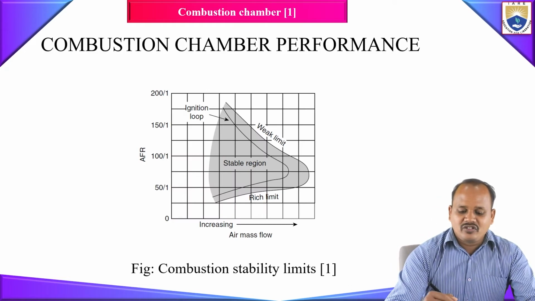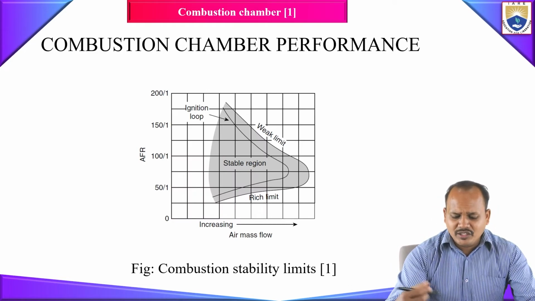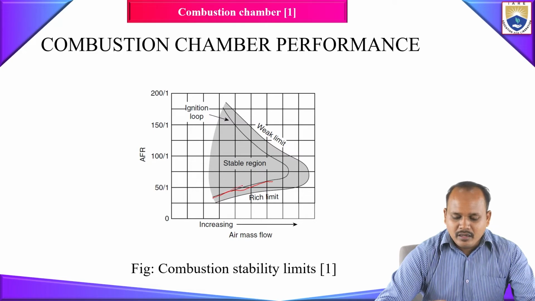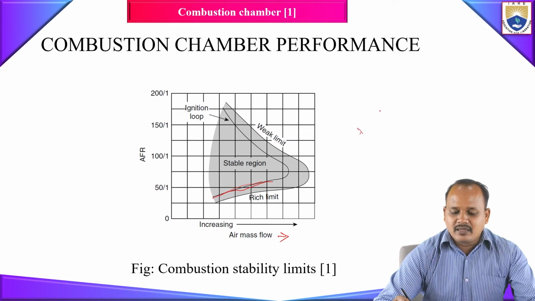So this is a graph which states the combustion stability limit of any combustion chamber. As you can see here, this is basically the rich limit, so your air fuel ratio is very less. During the rich mixture, if the airflow mass flow rate is increased, what will happen? The range is getting reduced, because the flame which is generated inside your combustion chamber has something called flame speed.